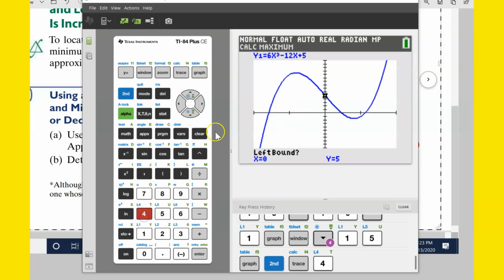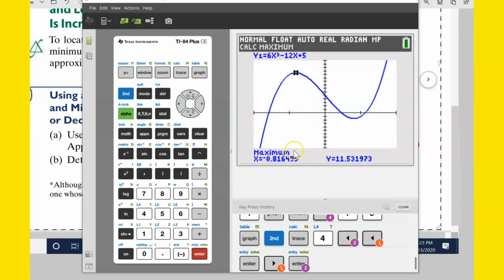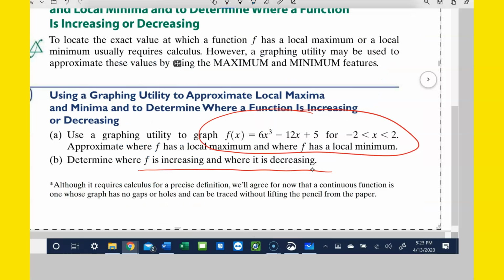All right, so I don't even have to approximate it. I can find that local maximum right there by hitting second calc. Option 4 is maximum. For the left bound, I need to scroll to the left until I know I'm to the left of that point. All right, that's good enough. Enter. Right bound, I scroll to the right until I know I'm to the right of that point. That's good enough. Enter. Just hit enter again for the guess, and our maximum is -0.82, 11.5. All right, let me write that down. Local max, -0.82, 11.5.